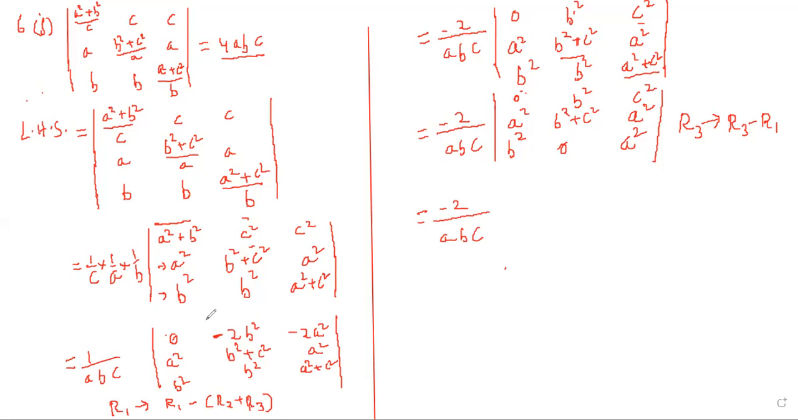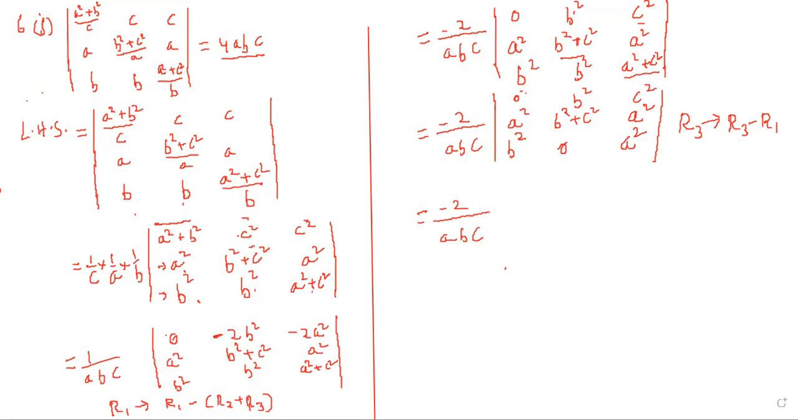Whenever there is some problem in finding the next step, start from the first line. A square plus b square upon c, c. A, b square plus c square upon a, b, a square plus c square upon b. So it is correct. Now, if we multiply the first row by c, it becomes a square plus b square, c square, c square. The second row by a, b square plus c square, a square. The third row by b square, a square plus c square. So 1 by ABC is already there.